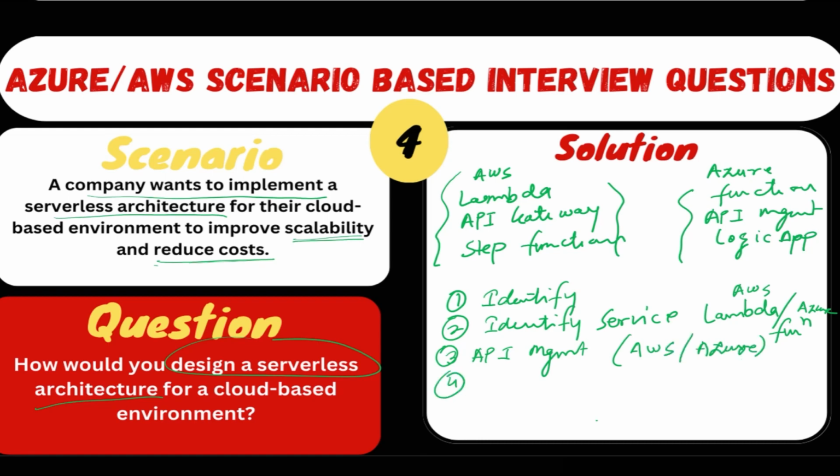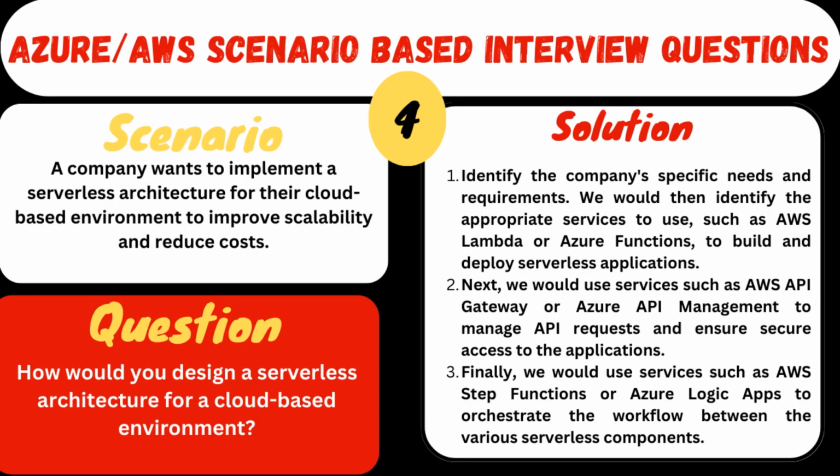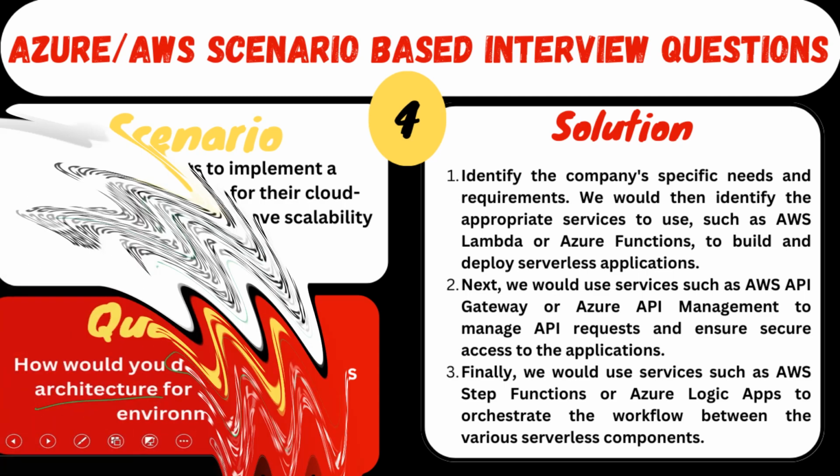In the last step, we will need a service called AWS Step Functions or Azure Logic Apps to orchestrate the workflow between the various serverless components. So once we implement all these services, our solution will be effective and we will be able to provide a serverless architecture for a cloud environment for our client or for our organization.